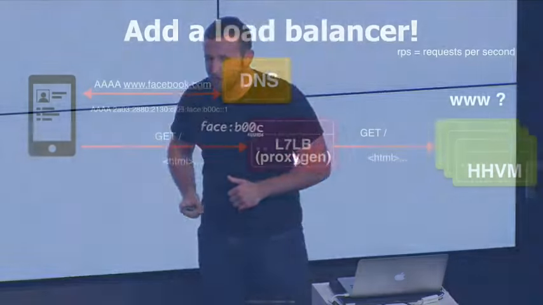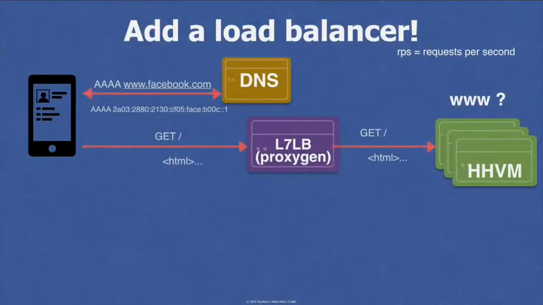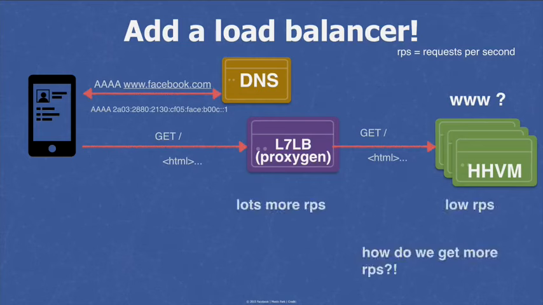In our case, this is our L7 load balancer called ProxyGen, and I'll refer to it as ProxyGen throughout the talk. So what ProxyGen is actually going to do, the request is going to come in, it's going to terminate TCP and SSL and reverse proxy that back to an HHVM server. Actually, a whole bunch of HHVM servers. It's not on here, but we do use Zookeeper as our service discovery mechanism here. So this is great. We get a lot more RPS, but one single L7 load balancer is not going to be able to handle all the traffic.